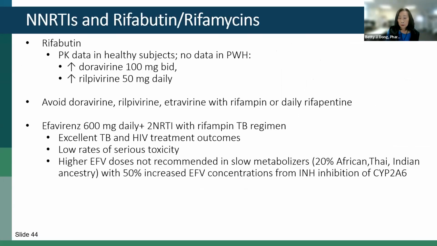Now, what about rifabutin and non-nukes? When we look at the rifabutin data, we only have PK data in healthy volunteers, so no data in people with HIV infection. In both of these PK studies, we noticed there was a reduction in concentration because both doravirine and rilpivirine are 3A4 substrates. So the recommendation in healthy subjects was to increase doravirine to 100 milligrams twice a day and to increase rilpivirine to 50 milligrams daily if there were no other interacting interferences. And in these healthy subjects, the increased dose was well tolerated.